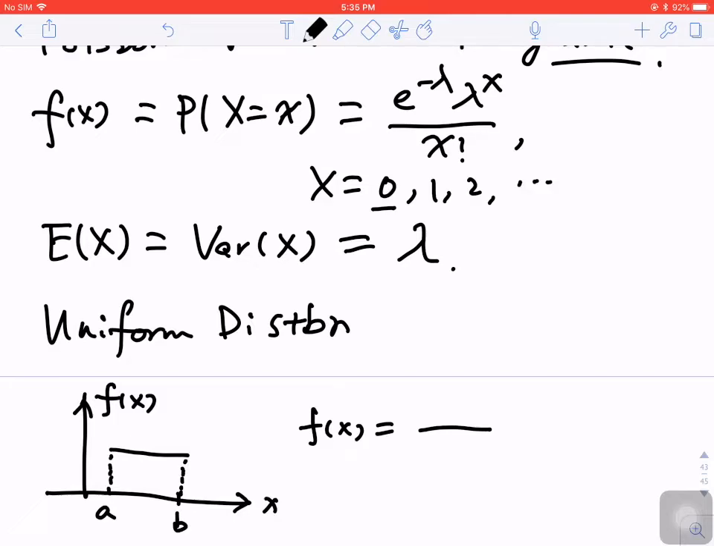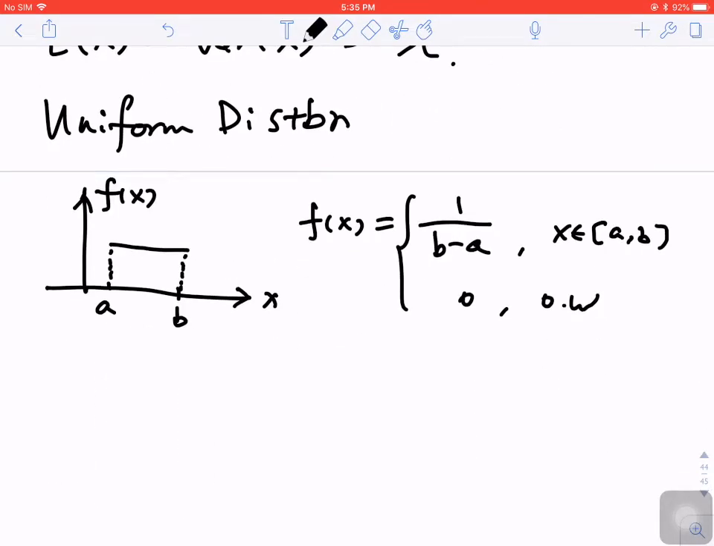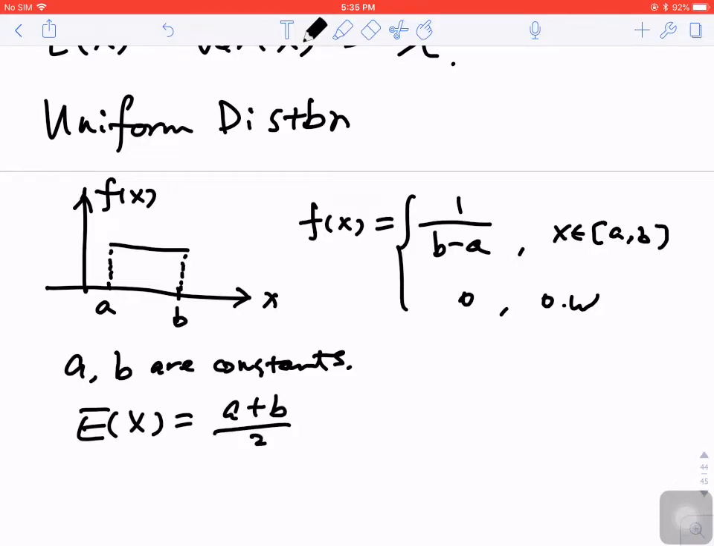So f(x) is equal to 1 over b minus a when x belongs to [a, b], and 0 otherwise. Also, you have to know that a and b are constants. We also know the expectation and the variance, which is (b minus a) squared divided by 12. So those are the basic facts for the uniform distribution.